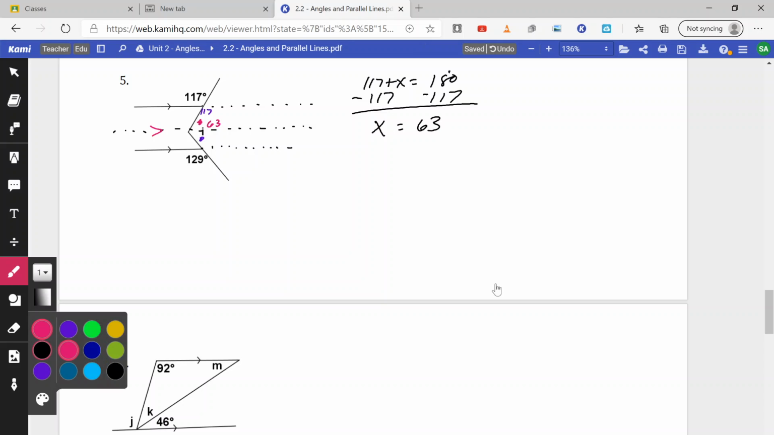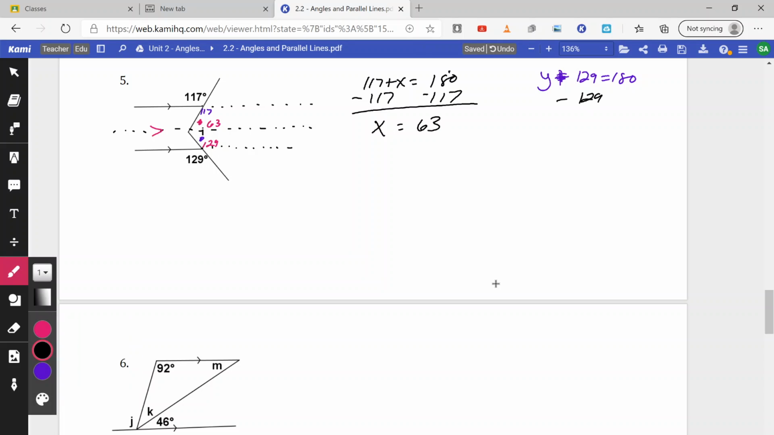And again, 129 degrees here on the bottom outside. Vertical angles tells me this section down right here is 129. So now we have consecutive interior angles on this part. We'll use y this time. Y plus 129 is going to give me 180. If we subtract 129 from both sides, we get a y value of 51.